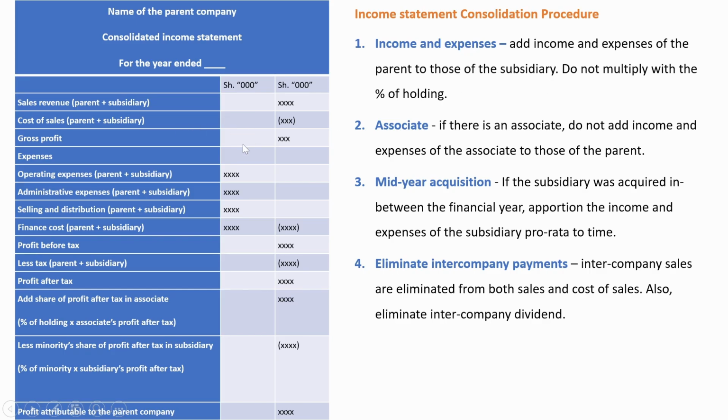So you have taken 100% of subsidiary's income and expenses. So here, you're supposed to deduct the share that belongs to the minority so that you are left with the share that belongs to the parent. If the parent holds 80% of the subsidiary, you are going to take 20%, which is the minority. You multiply by subsidiary's profit after tax. So when you deduct it from the profit after tax, you'll be left with 80%, which is the share the parent claims from the subsidiary.